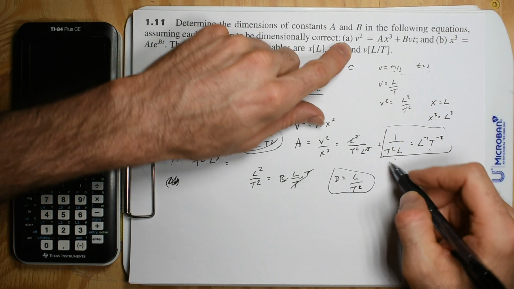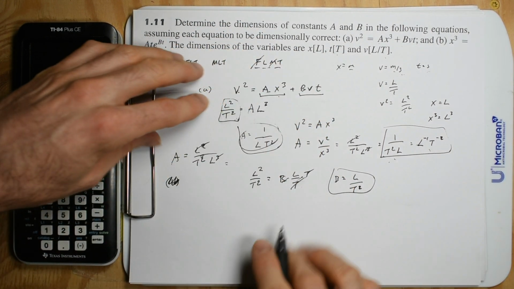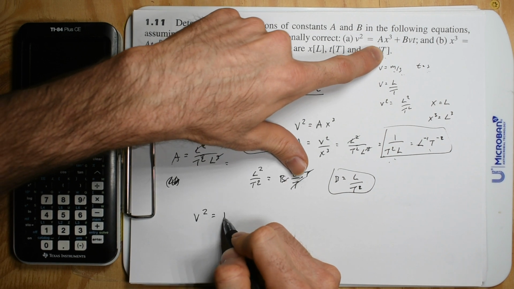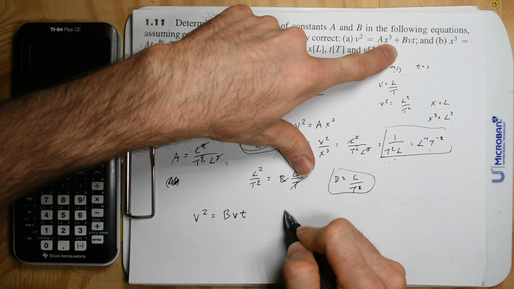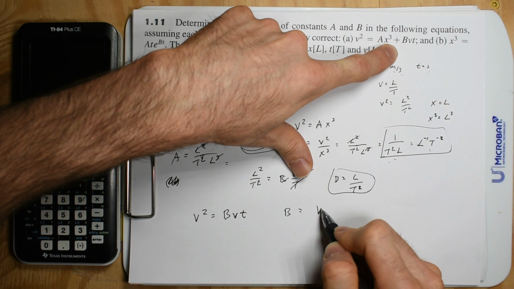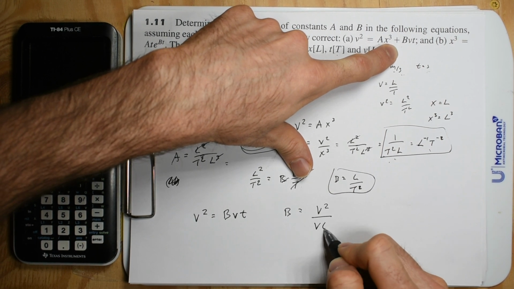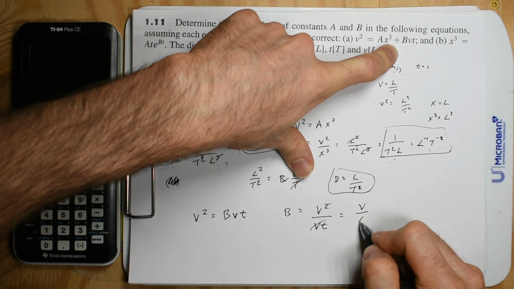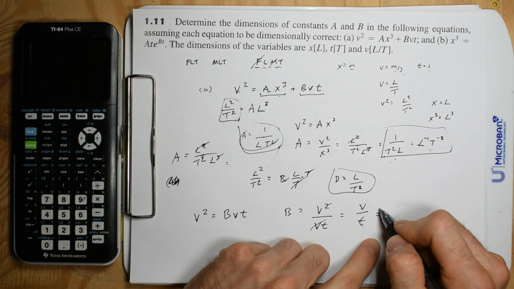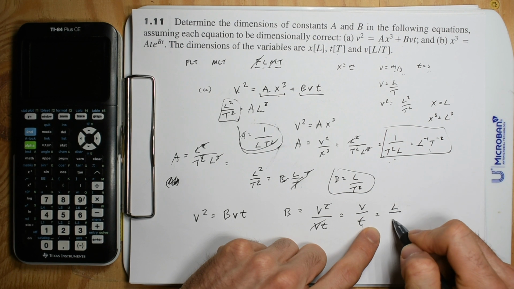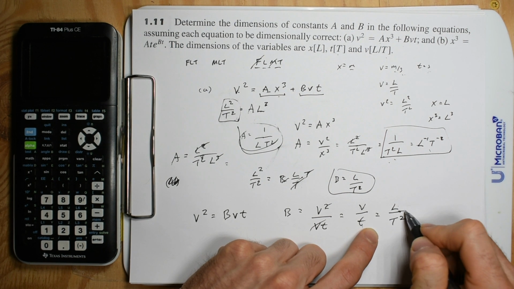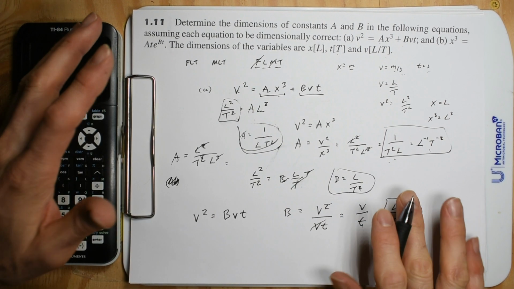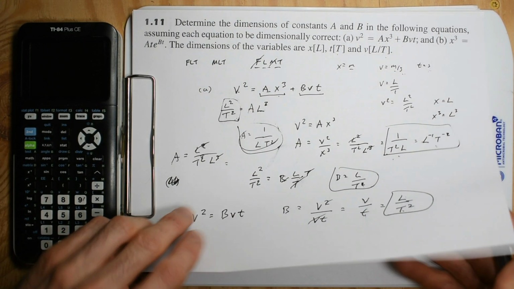But let's do it the different ways. I got 2 different sheets of paper. So we got v squared is equal to bvt. Let's just solve for b. So that's going to be v squared over vt. One of the v's cancels, and so we got b is equal to v over t. And v is equal to length over time, and then you got time downstairs. So L over T squared. Booyah, we got it. And then you can do it 3 different ways, so go for it.